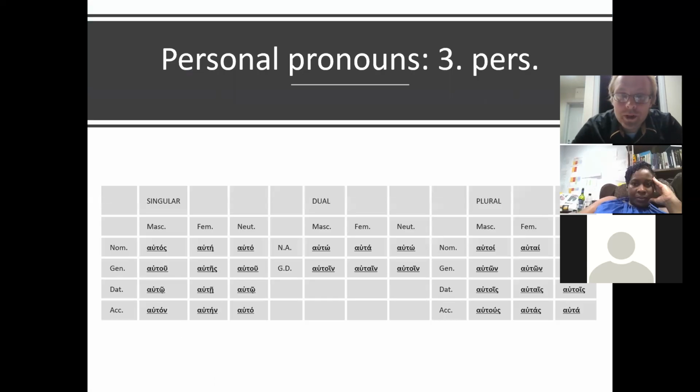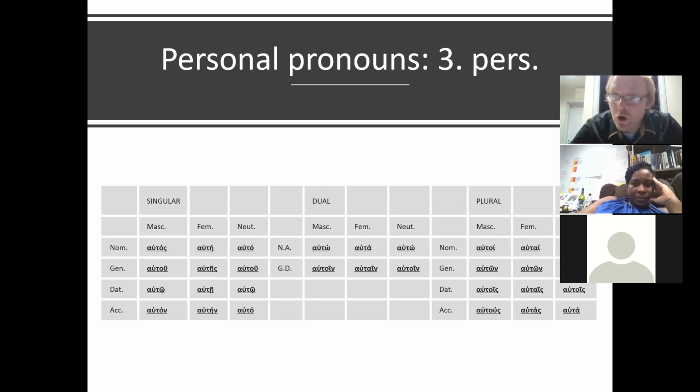But since we've gotten into the habit of looking at paradigms, we might as well go through the personal pronouns in the third person. Actually, the paradigm that you see here is for the so-called intensive pronoun, autos, autē, auto, the meaning of which is self.